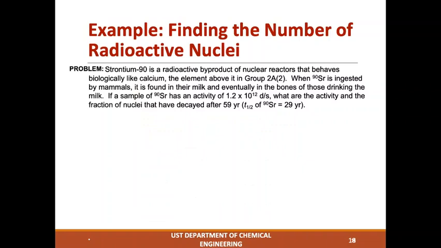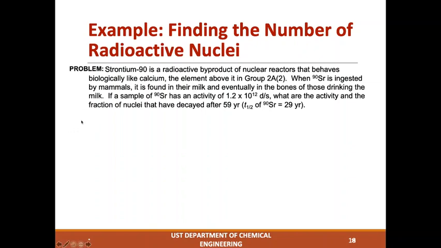To apply our understanding of the lesson, let's try and solve this sample problem. Strontium-90 is a radioactive byproduct of nuclear reactors that behaves biologically like calcium, the element above it in group 2A. When strontium-90 is ingested by mammals, it is found in their milk and eventually in the bones of those drinking the milk. If a sample of strontium-90 has an activity of 1.2 times 10 raised to 12 disintegrations per second, what are the activity and the fraction of nuclei that have decayed after 59 years? The half-life of strontium-90 is 29 years.